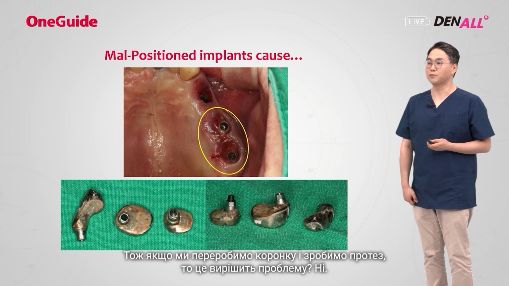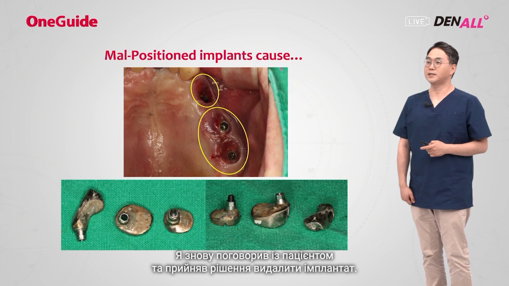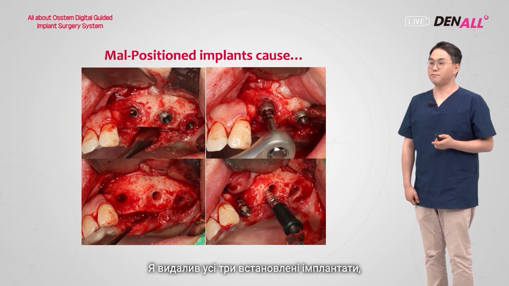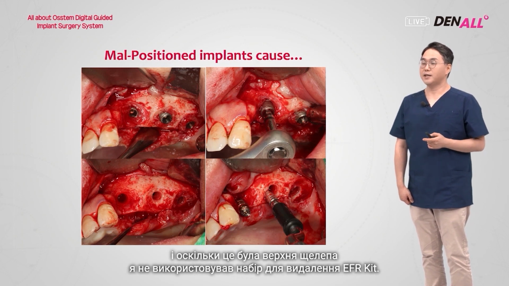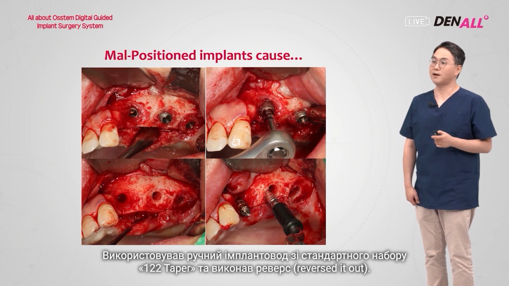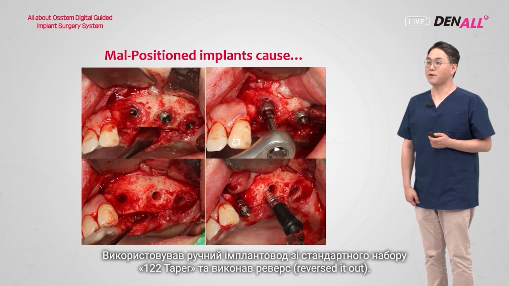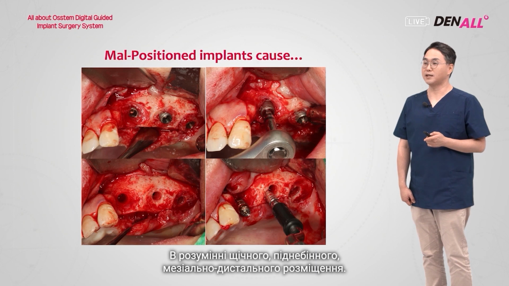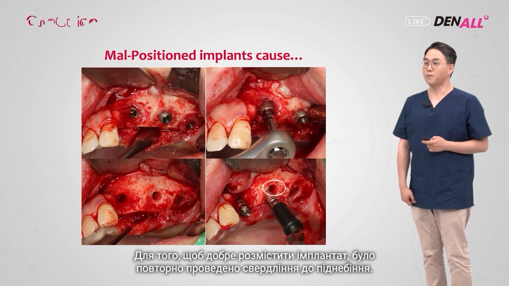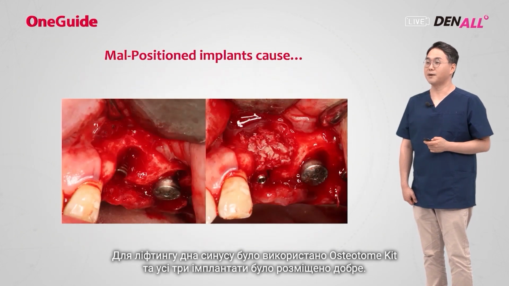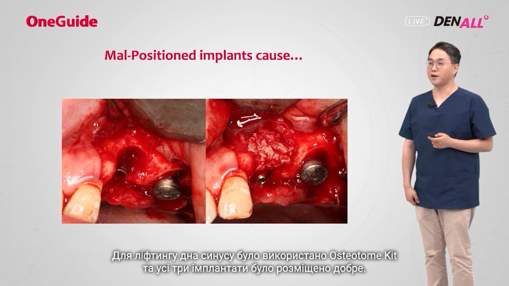If we remake the crown and do the prosthesis, will we be able to solve the issue? No. I talked with the patient again and decided to remove the implants. I removed all 3 implants placed, and because it was the maxilla, I did not use the EFR kit and used a fixture driver and taper kit and reversed them out. In order to place the implants in a good position, both buccopalatally and mesiodistally, drilling was done again towards the palatal. An osteotome was used to lift the sinus floor, and 3 implants were placed in good positions.